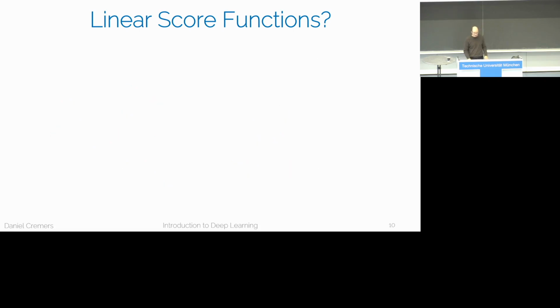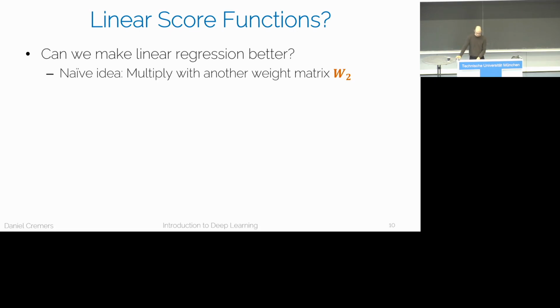So, the question being, how can we make linear regression better, right? And you might think, well, if multiplying with one matrix works, why don't we multiply with another matrix, W2? So we have one matrix, W1, with lots of weights. We take a second matrix and we define a feature vector that is W2 times W1 times the input. At a first glance, that looks reasonable, right? You'd say, okay, twice as many parameters that I can fit. Good, I have a chance. Unfortunately, this is not the case.